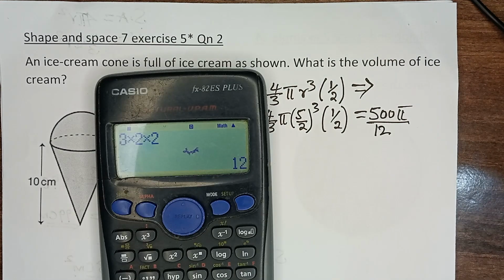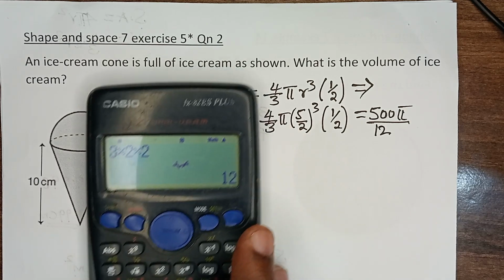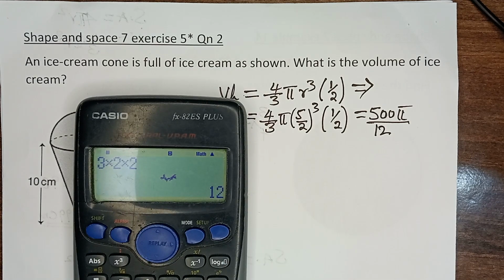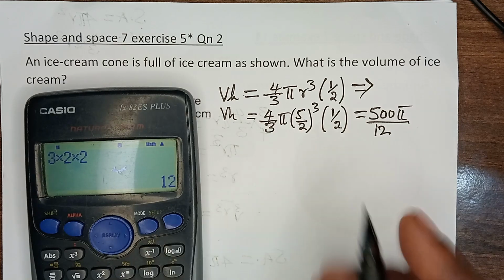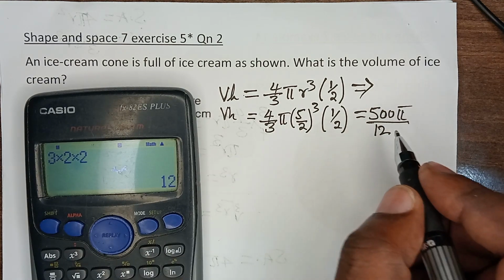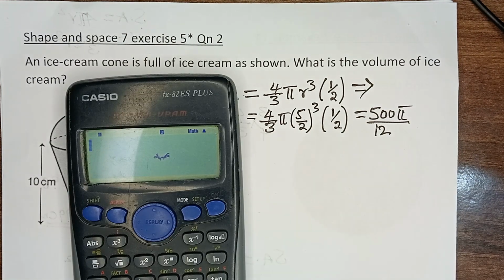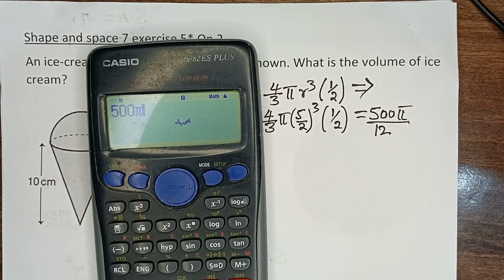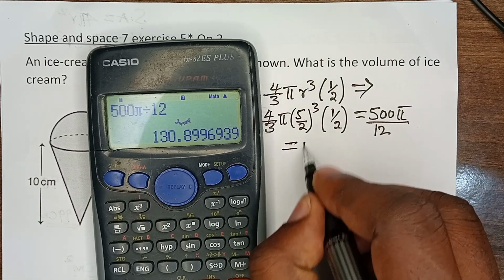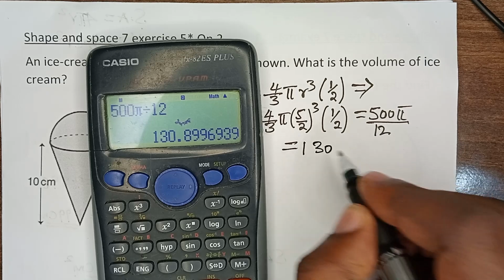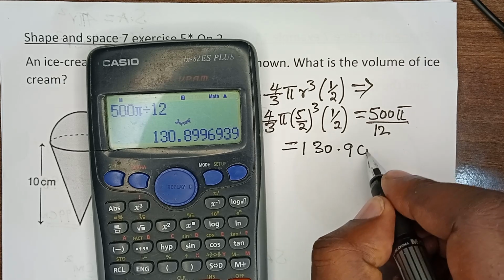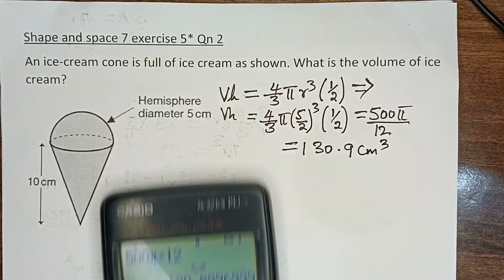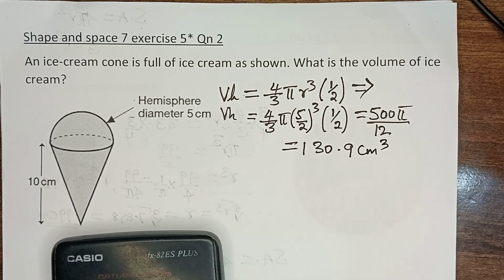And we can actually simplify this when we divide by 2, or we can just work with it the way it is. 500 pi divided by 12 is equal to 130.9 centimeters cubed. That is just the volume of the hemisphere.